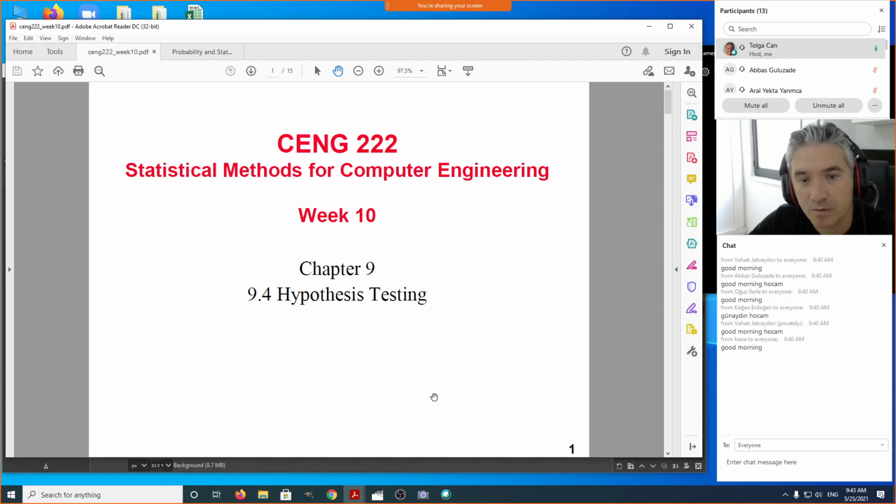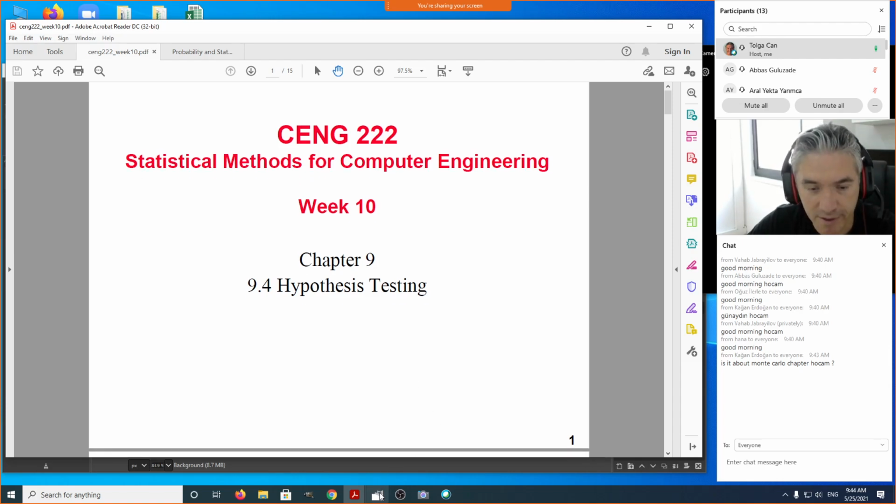We are going to talk about those in chapter 5, and your final assignment is that small programming assignment, no more than 40 lines of code. That's the Monte Carlo chapter. Chapter 5 is the Monte Carlo chapter. You're going to be conducting Monte Carlo simulations in your final assignment. So let's go ahead and start hypothesis testing.